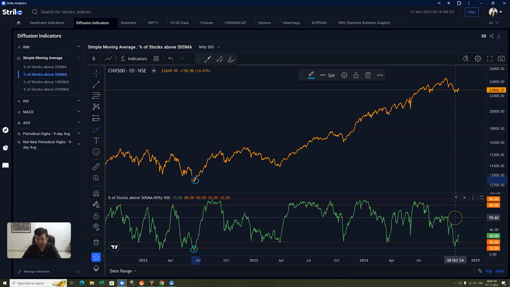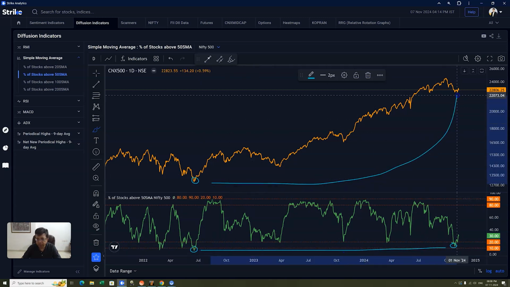Where did we reach this time around? We reached around 15 or 13. Yeah, 13 on this reading down here. This is the lowest reading since you were at 50,200 on the Nifty, and that's down here.